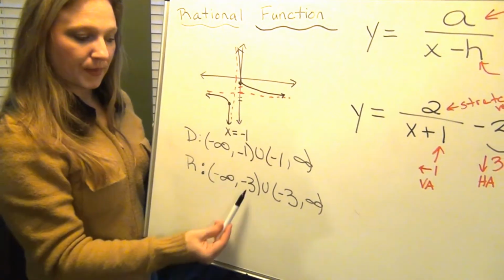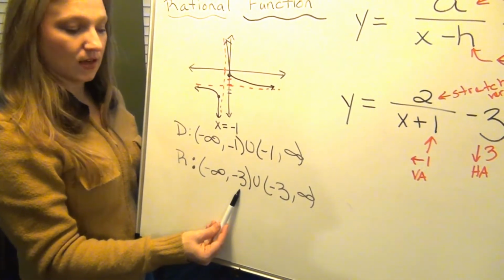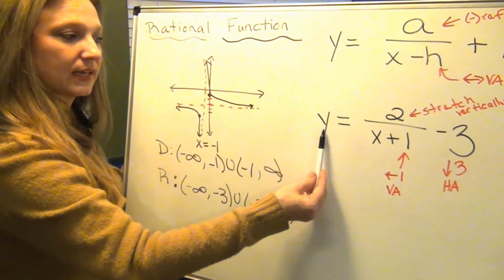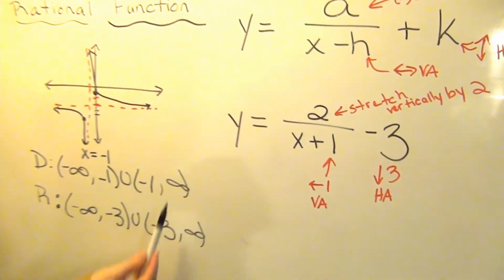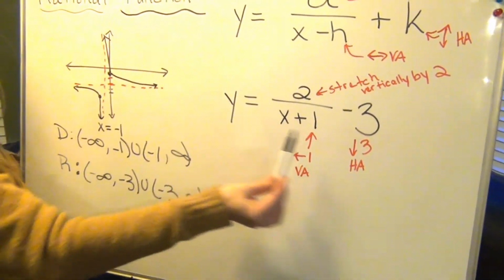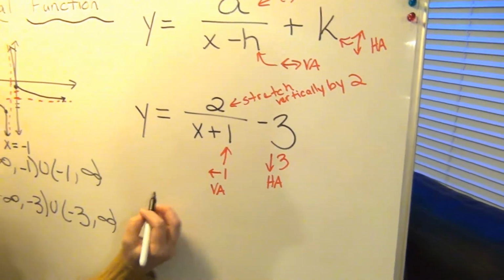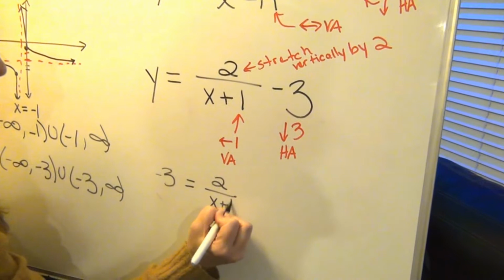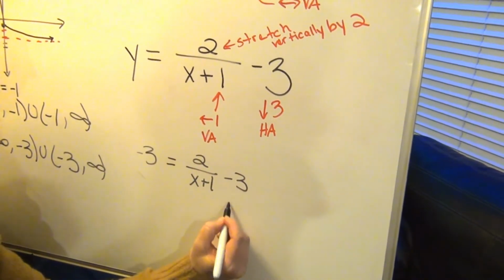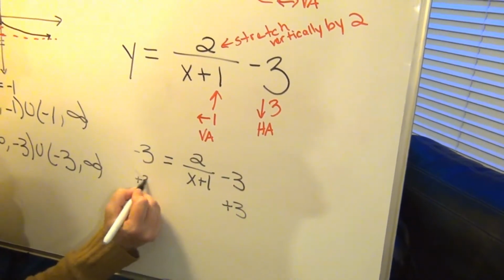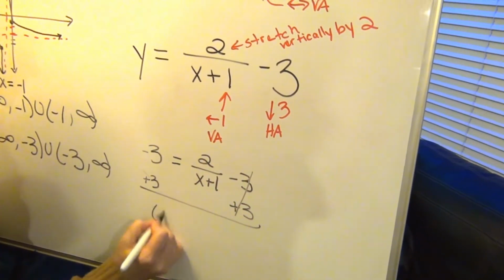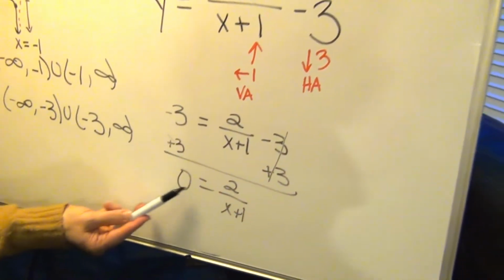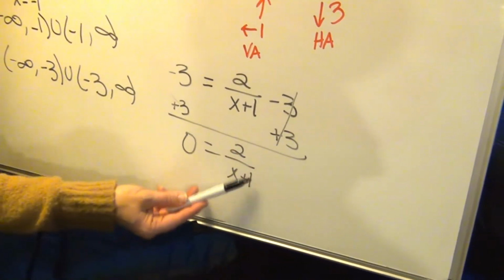Let's talk a little bit about why this is causing an undefined part. If I was going to plug in -3 for the y value, because this is talking about the range here, and I added 3 to both sides, I have 0 equals this fraction right here.